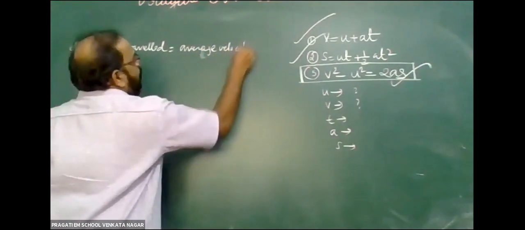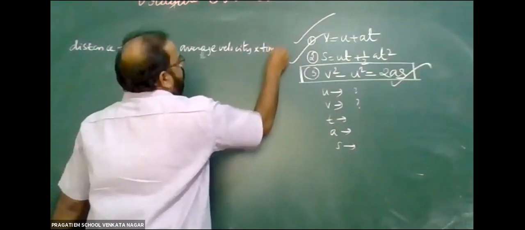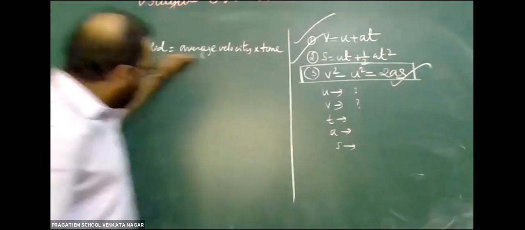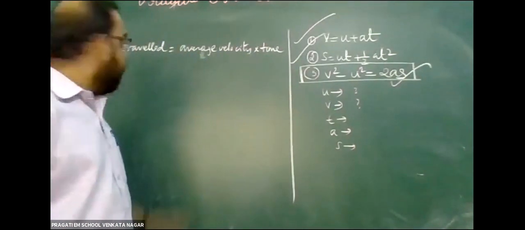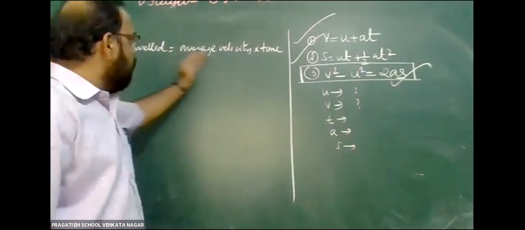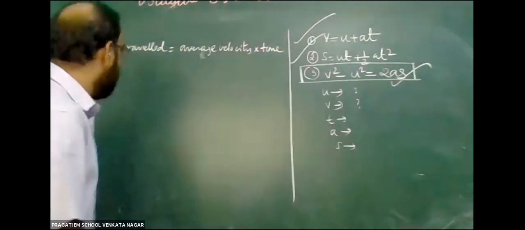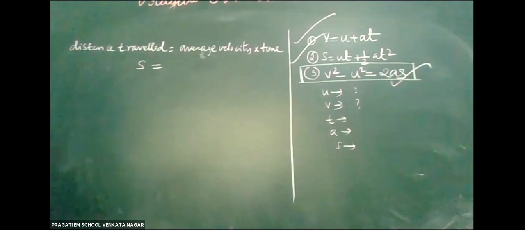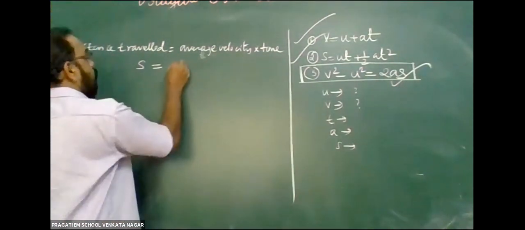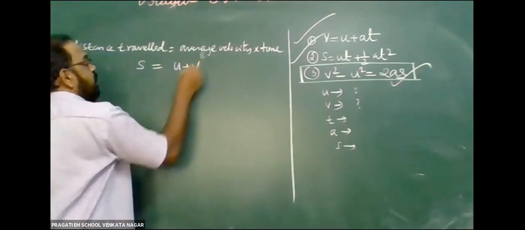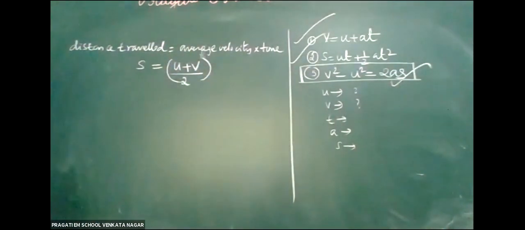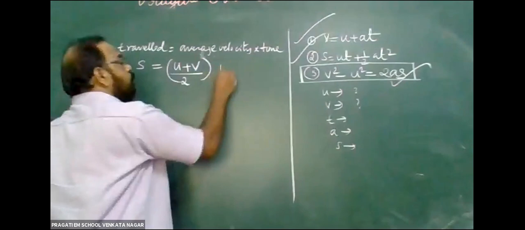So distance traveled is equal to average velocity into time. Our second equation also we started with the same step. Distance traveled is equal to average velocity into time. That is, S is equal to, as in the second derivation, U plus V by 2. This is the average velocity into time.